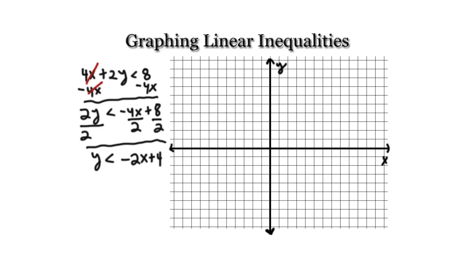Now the next thing we want to do is look at this less than symbol in the inequality. Since it's just a less than, we're going to use the dashed line. It's not going to be a solid line. So when we graph this, we have to make it a dashed line.